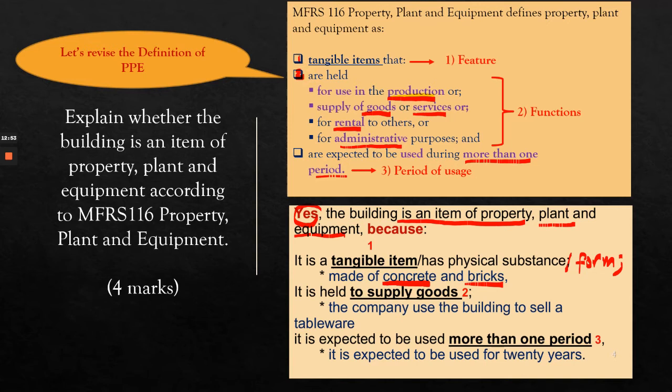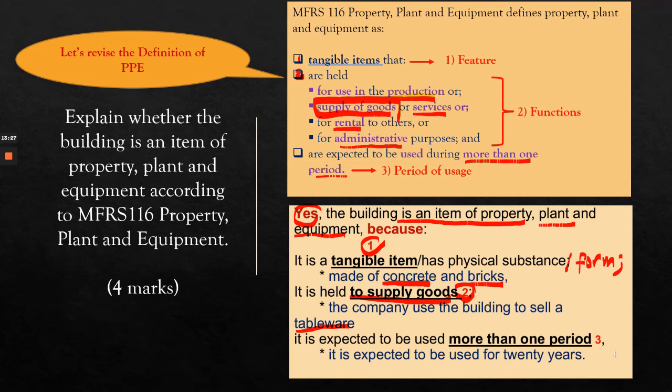Second part of the definition: whether any of these functions are being fulfilled. Not all, any of it. Here it was used to supply goods, which is this part. To supply goods, that is number 2. Number 1 is here. And the third one, the second one, the company used the building to sell tableware. So the tableware was not produced by the company. They buy and sell the tableware in their premises.